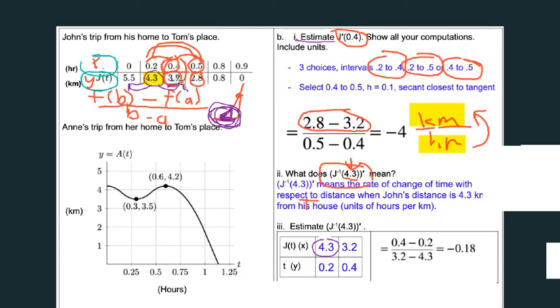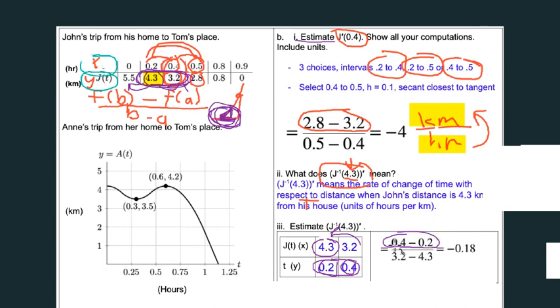4.3 to 3.2 is 0.9. 4.3 to 5.5 is 1.2. So this gave me a secant that was closer to a tangent, because this is now my run, since I've switched x and y. And again, what's the rise going to be? These are your y values because we've interchanged them. So I'm doing 0.4 minus 0.2 in the numerator. Then I have to follow the same direction and subtract right to left in the denominator, the x value. So that becomes 3.2 minus 4.3.